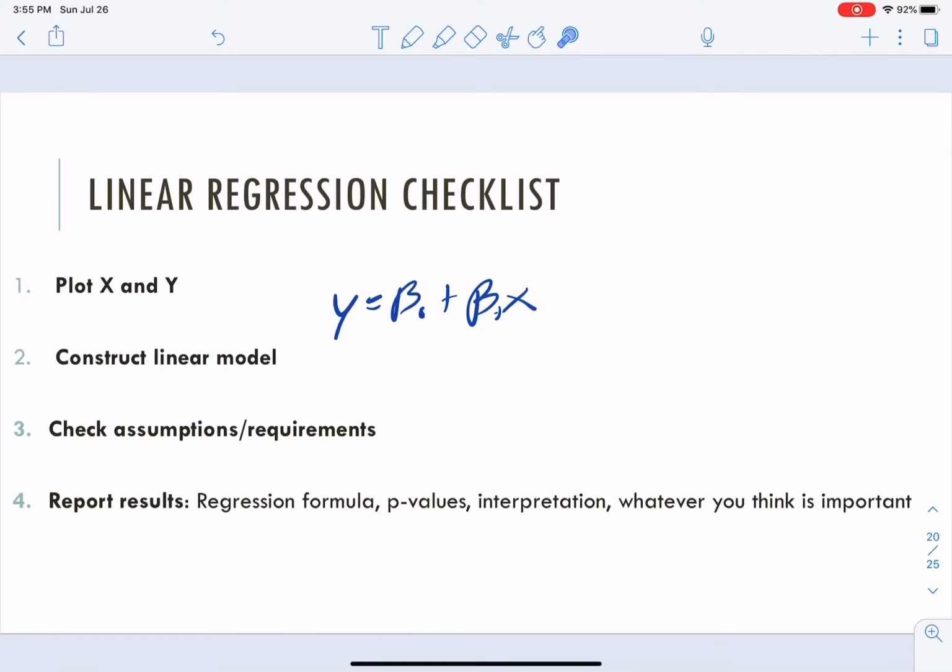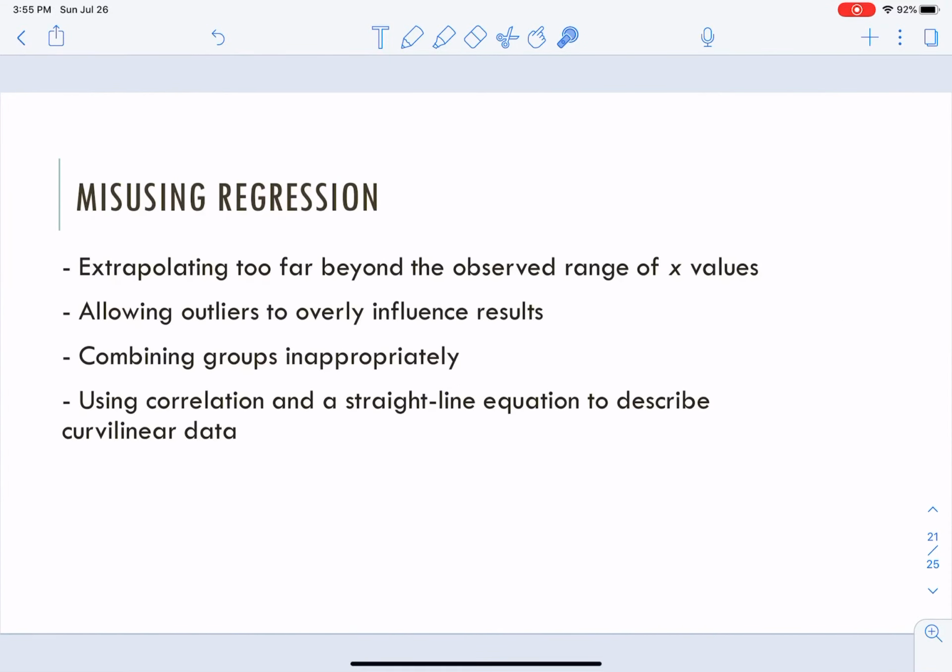Okay, let's talk about a little bit of misuse. How can we finagle the results here, or finagle the process? So we have this idea of extrapolating. So what we're trying to do here is, we've got some data. I draw this all the time. Some data, and we draw a line through it.